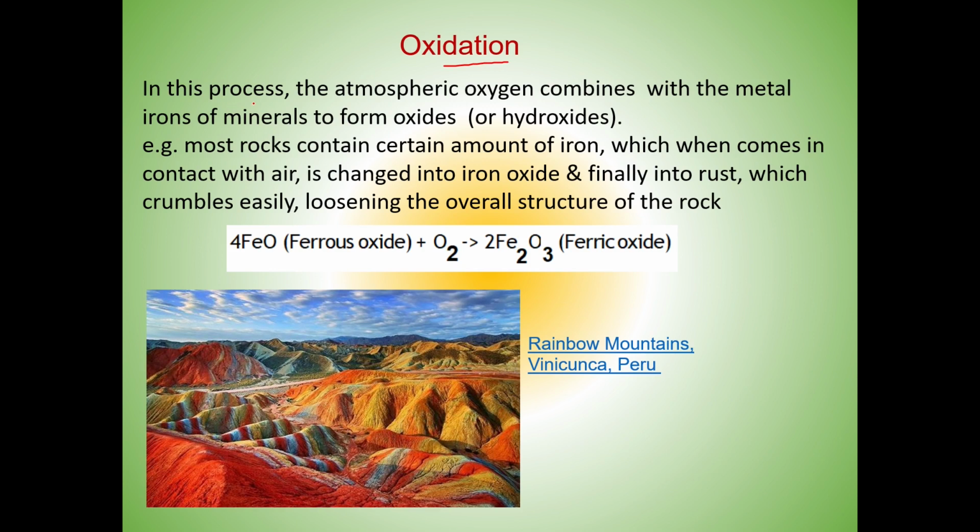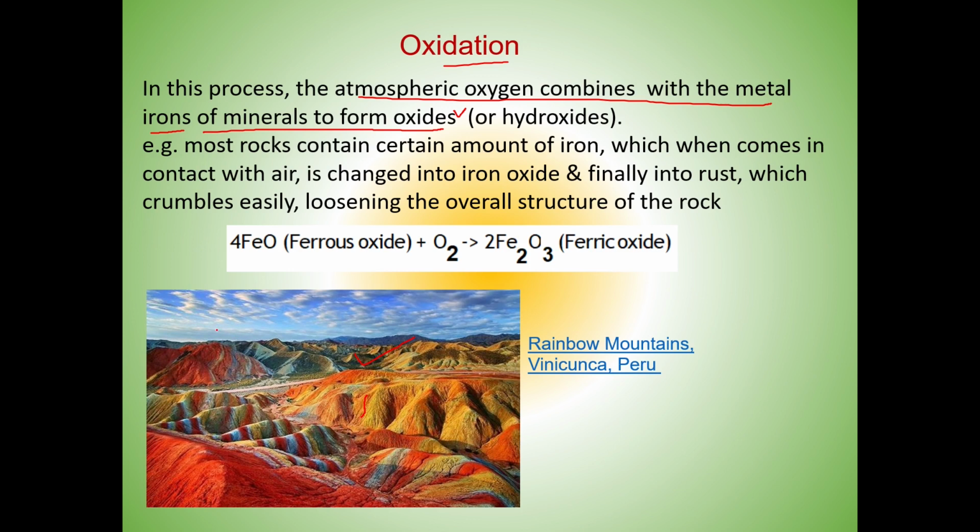Oxidation. In this process, atmospheric oxygen combines with iron, a mineral present in the rock, and it forms iron oxides and hydroxides. For example, most rocks contain a certain amount of iron, which when it comes in contact with air is changed into iron oxide and finally into rust, which crumbles easily, loosening the overall structure of the rock.